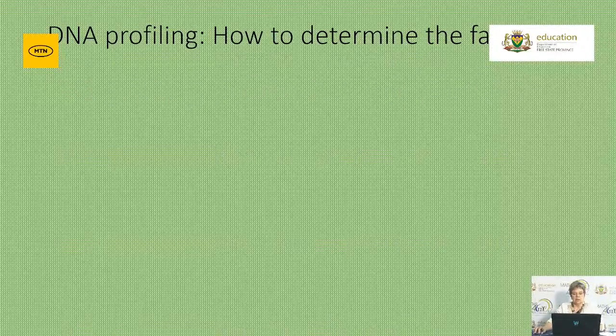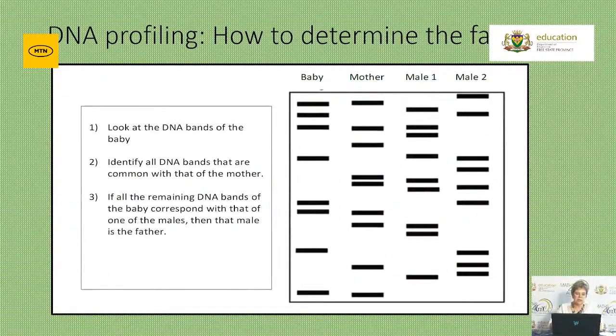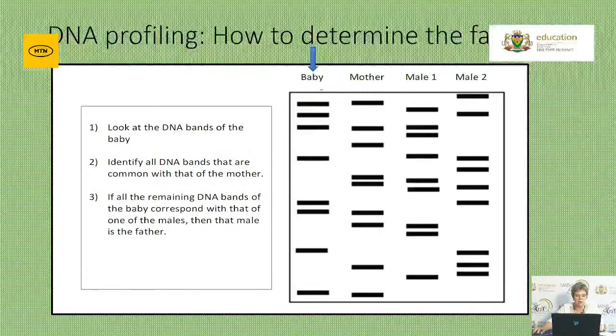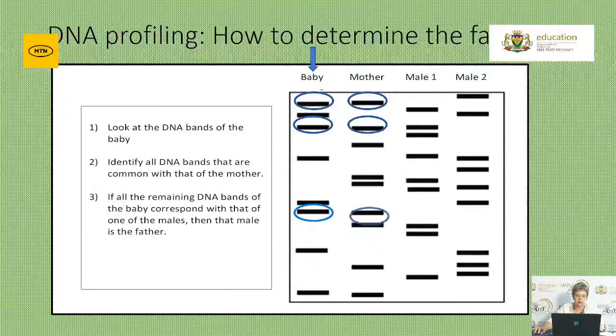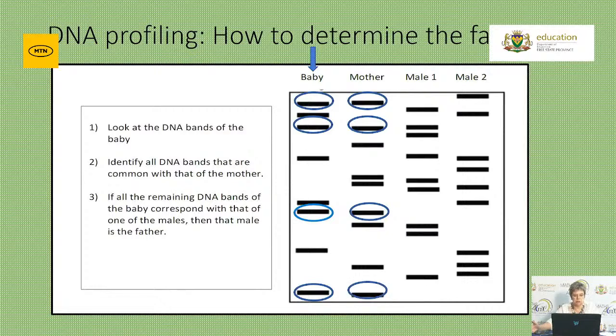All right. Something that is very, very, very important is the DNA profiling and how to determine the father. Now, in this case, remember, any baby must have either a DNA profile band from the mother or a DNA profile band from a father. So the DNA profile of a baby or a child must compare with either the mother or the father. So how do we do this? The first step is we compare the baby and the mother, because we know who is the mother, right? Because she gives birth.